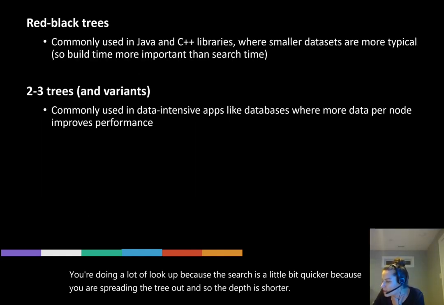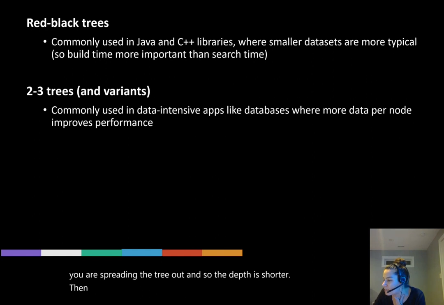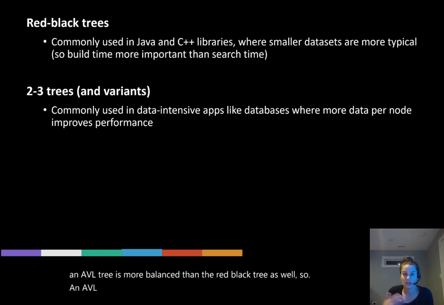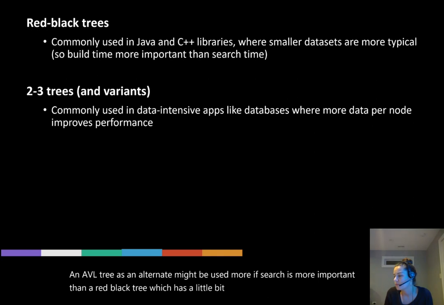An AVL tree is more balanced than the red-black tree as well. So an AVL tree might be used more as an alternate if search is more important than with a red-black tree, which has a little bit faster build time. I think that's all I wanted to say.